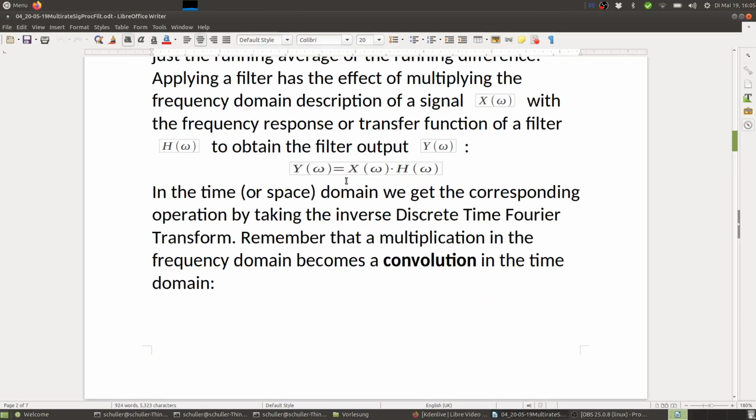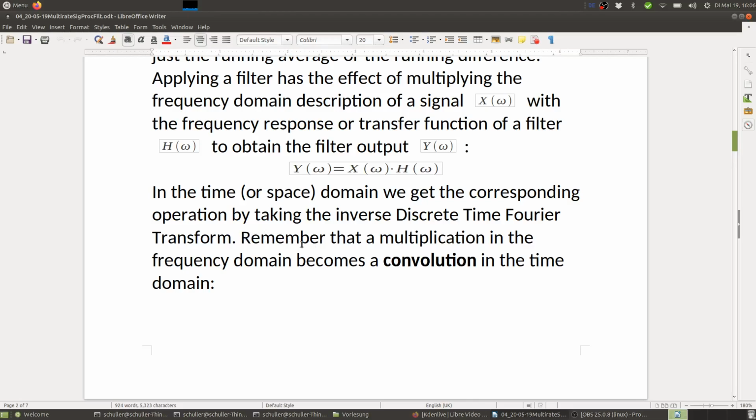So in the DTFT domain, we just multiply the two. So we have the frequency response of the signal X times the frequency response of the filter H, and that's the resulting output Y. In the time or space domain, we get the corresponding operation by taking the inverse discrete time Fourier transform. Right? So we can just take this Y, inverse transform it, and obtain the time domain result.